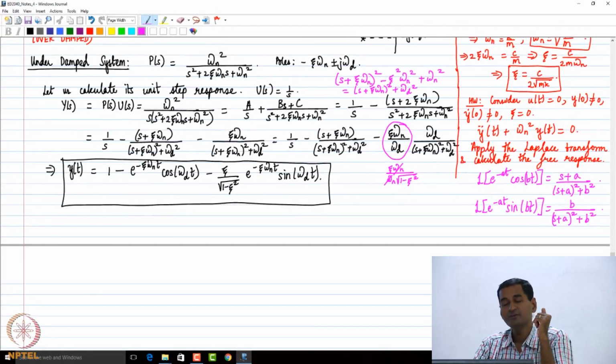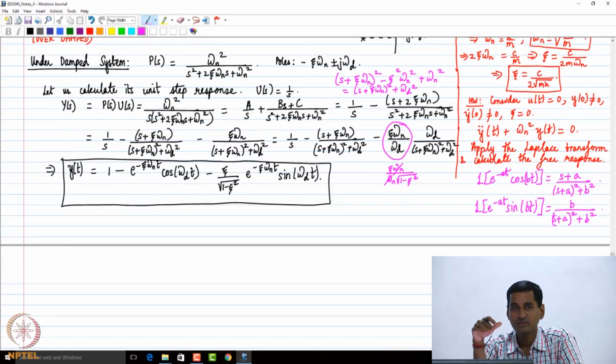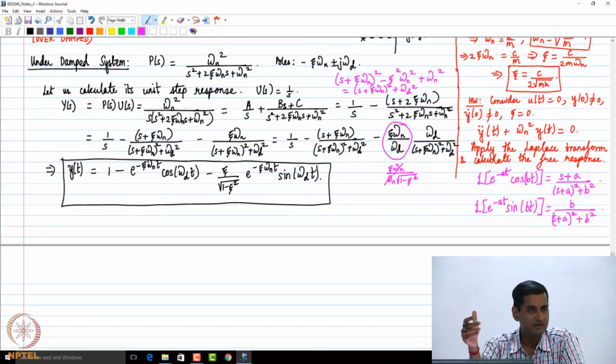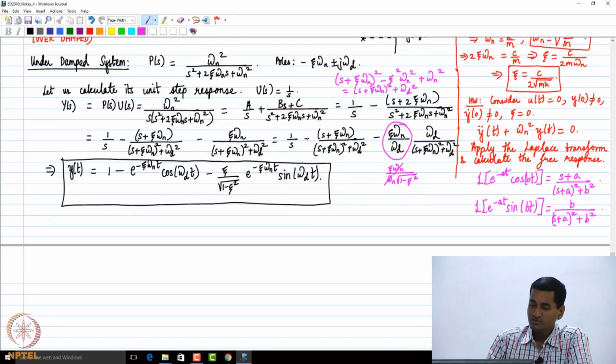And you can see that the response is going to be oscillatory. Why? Because of the presence of cos and sine. And what is the frequency of these cos and sine terms? Omega d. So now I hope it's clear why it's called damped natural frequency. It is the frequency with which the damped second order system output is going to respond in the presence of an input. That's why it's called the damped natural frequency. Is it clear?